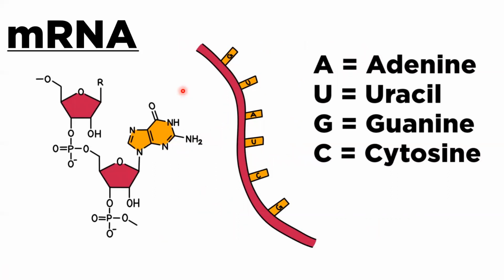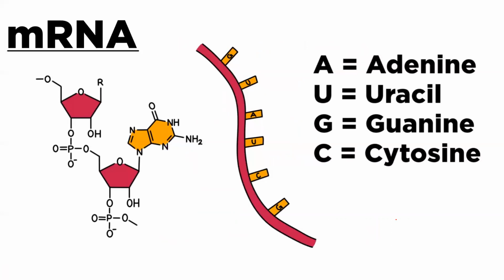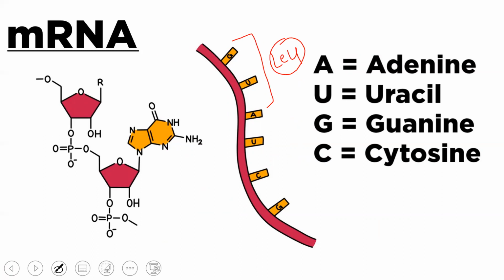So let me give you a simple hack. There's a very simple rule. 3 of these bases code or give instructions for one amino acid. So if I say this is leucine, then these 3 combined will give me code. What do I mean by code?